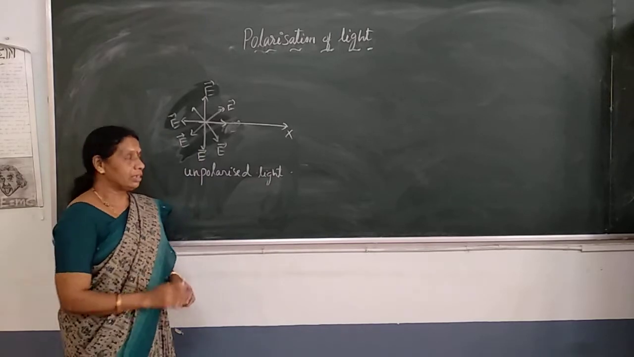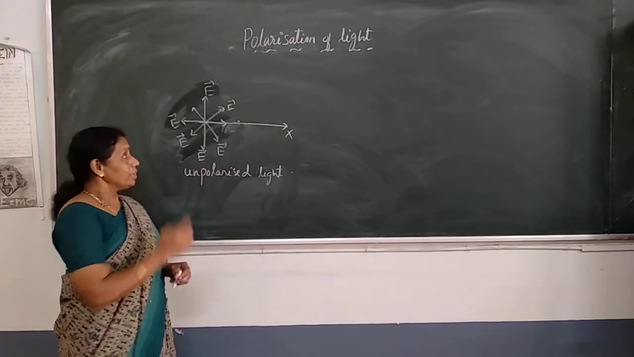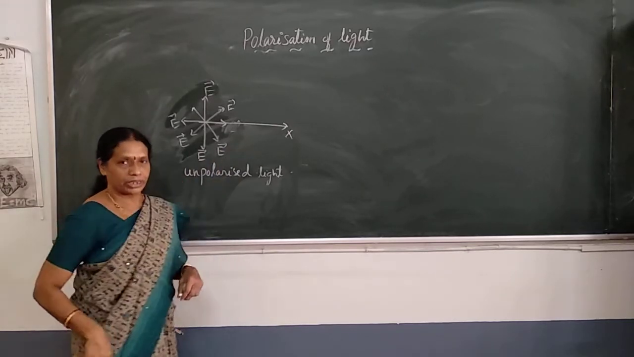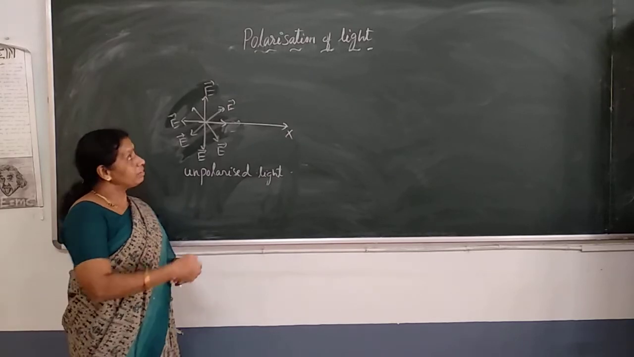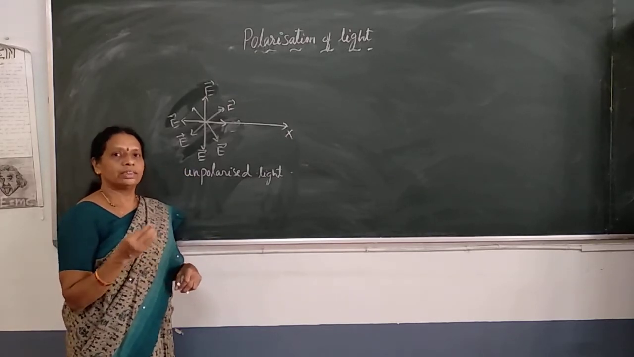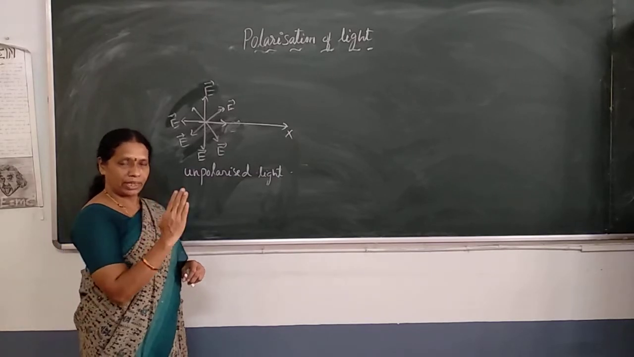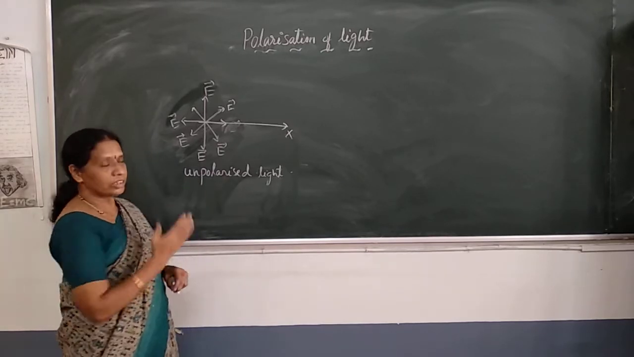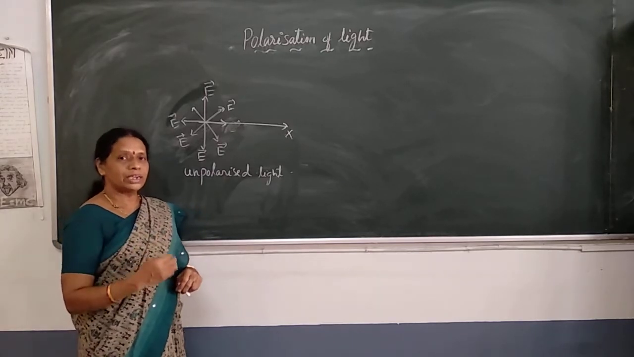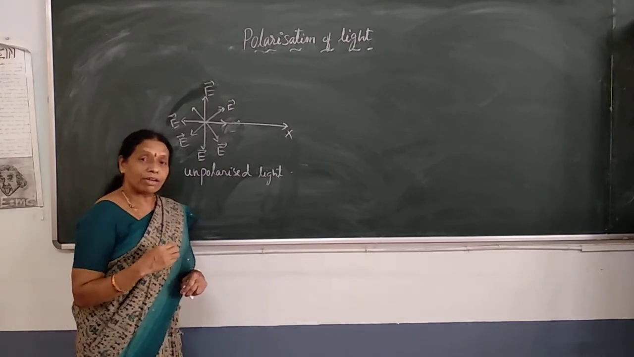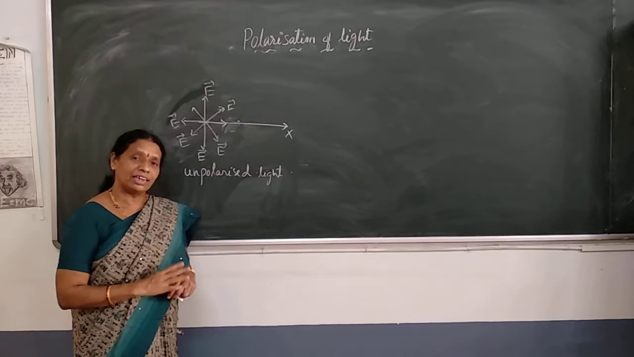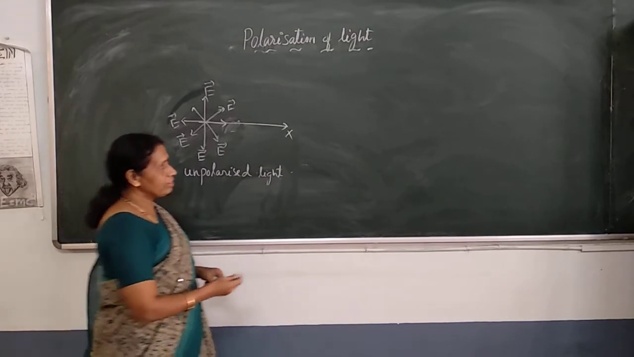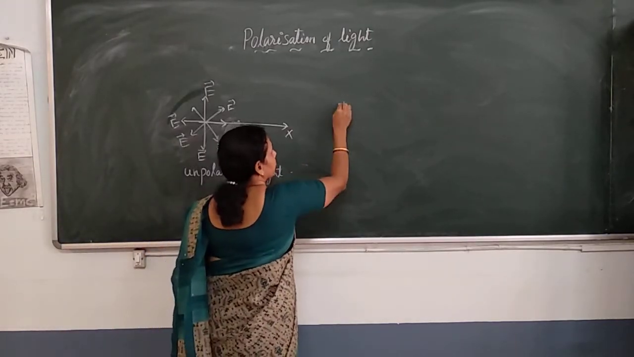By some technique, it is possible to eliminate this symmetric distribution of the electric vector vibrations about this line of propagation. By eliminating the symmetric distribution, we get the light having vibrations restricted to only one plane, to only one direction. Such a light is called a polarized light. So what is polarization? It is the phenomenon in which the symmetrical distribution of electric vibrations about the line of propagation is eliminated. Such a light is called a polarized light. And a polarized light is usually represented like this.